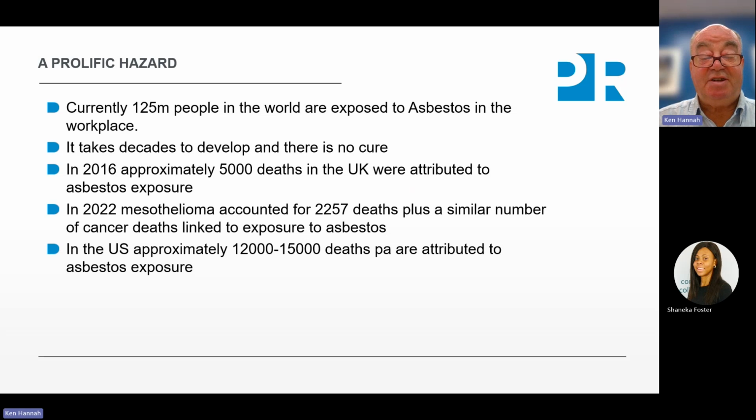In the US, approximately 12,000 to 15,000 deaths per annum are attributed to asbestos exposure. Now, each year, it doesn't get significantly better, and one death is one death too many. But I think you can see that asbestos is probably one of the biggest occupational killers in the UK and worldwide.